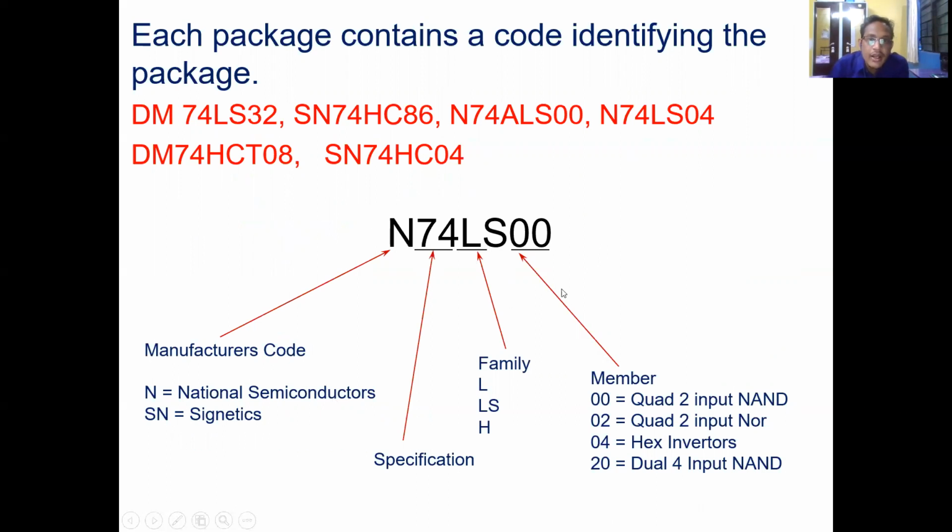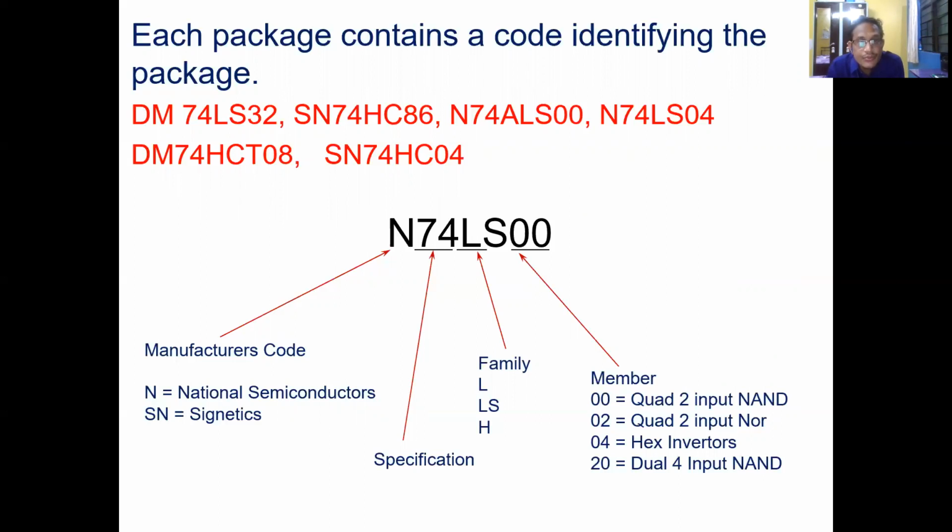So how do we identify the type of this IC, the name of the IC, the characteristics of the particular IC, or the manufacturing company of the particular IC? Each package contains a code for identifying it. Suppose I have considered one IC called DM74LS32.